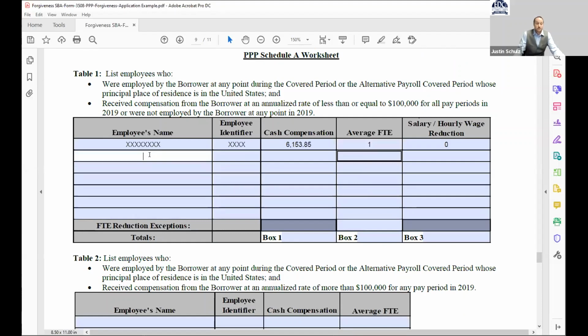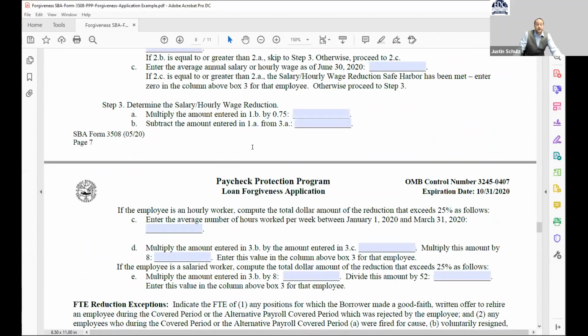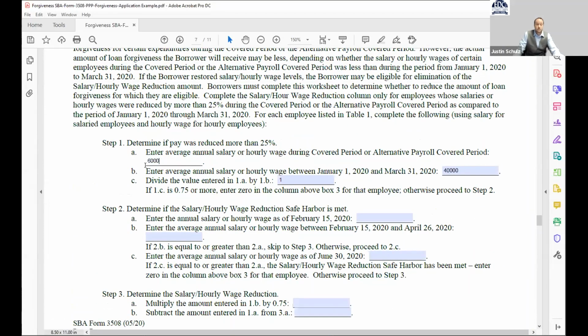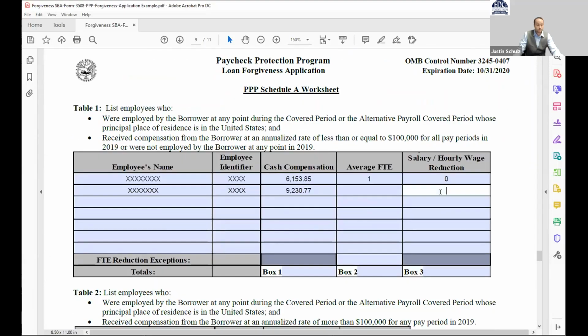The second employee, do the same thing. So this is the employee's name, the last 4 of the social security number, and then this person got paid on average $60,000 a year. And so during that 8-week period, they would be paid $9,230.77. You could go back up and go through this calculation again. 60,000 and 60,000 still comes out to 1. And so this means that we put 0 in the wage reduction again. And then they worked the entire time.